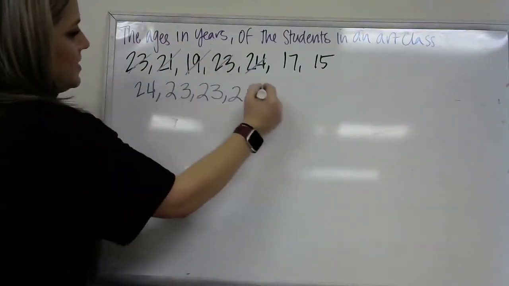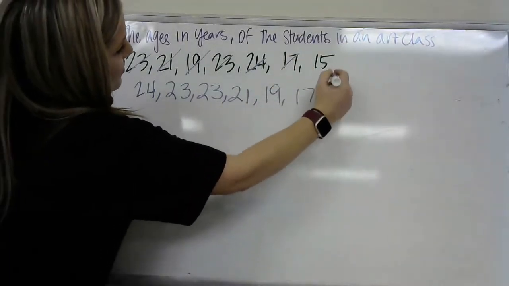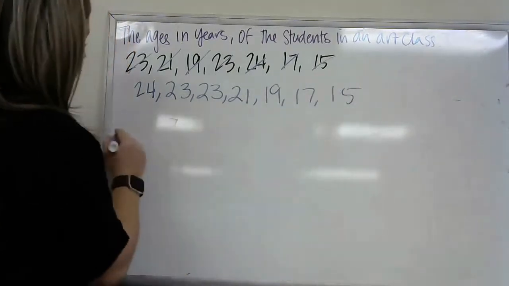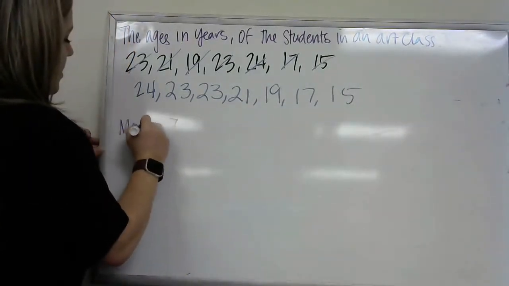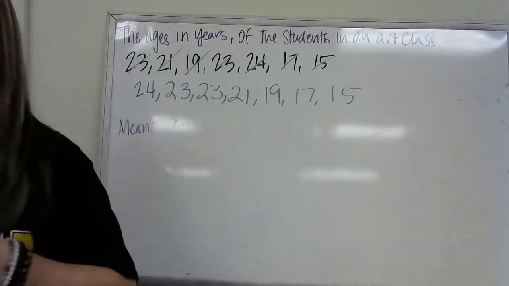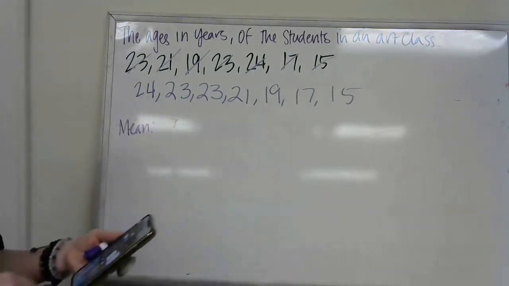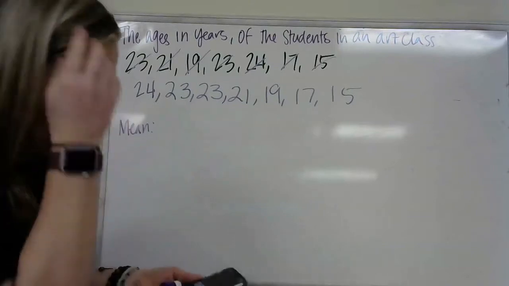Then it is 19. Then it's 17. And then it's 15. Okay, so the mean. And you guys have calculators, so y'all can do this really quickly. And I'm going to use my phone super quick because I don't have a calculator right here by me. So use my calculator on my phone. You use your calculator that you have assigned to you.